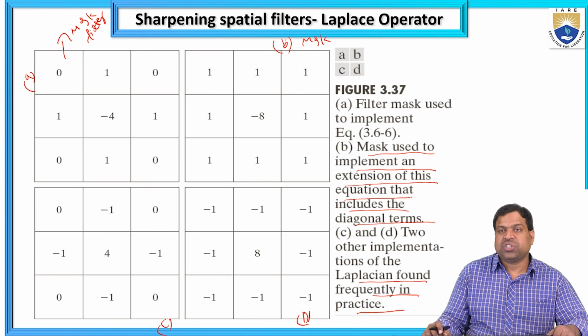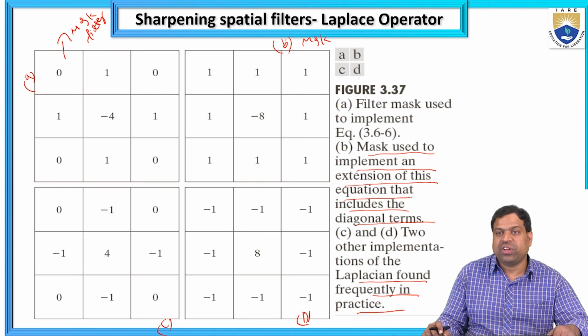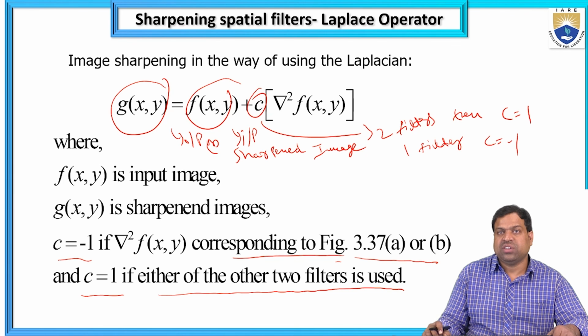It is a sharpening spatial filter with a Laplacian operator. Figure A is a filter mask used to implement this. Figure B is a mask used to implement an extension of this equation. C and D are two other implementations of the Laplacian found frequently in practice. It is the Laplace operator of the smoothing and sharpening spatial filters.